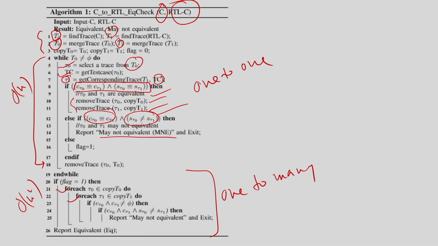So, I will say they may not be equivalent. Otherwise, for this trace tau 1, I cannot prove the equivalence. Okay, so for this, order of n square is needed, right. So, I will just keep that into this copy of T1, right.